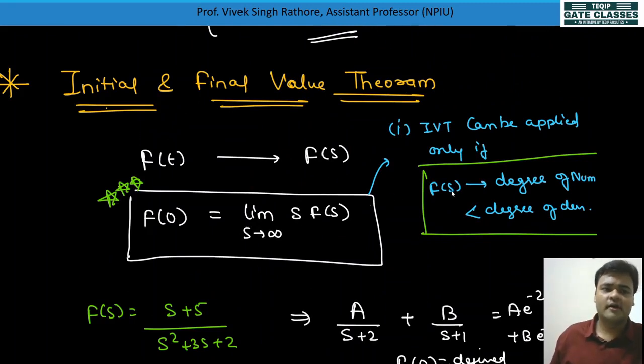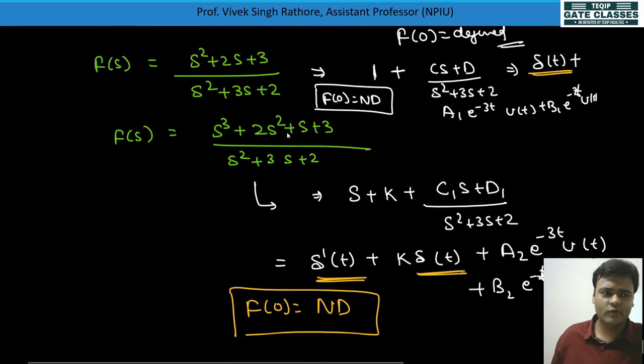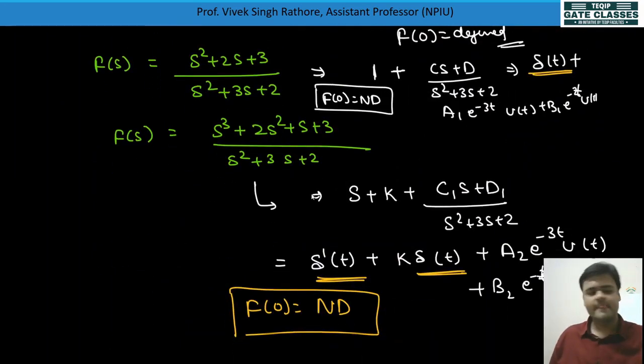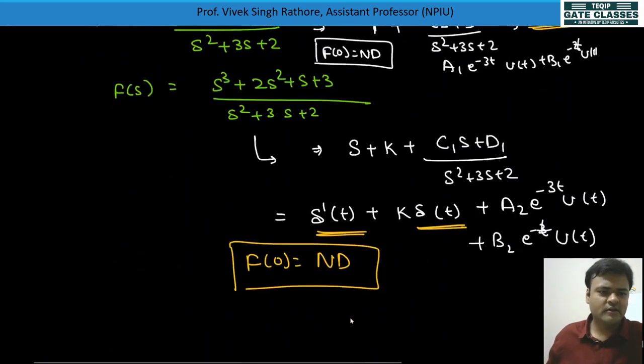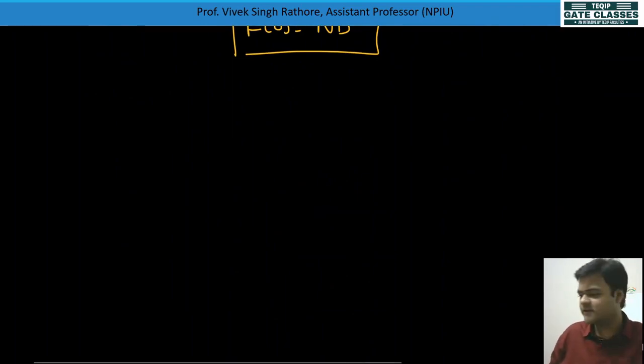The initial value theorem is not applied when the degree of the numerator is greater than or equal to the degree of the denominator. It should be applied for degree of numerator less than degree of denominator. And why it is so, I have told you by 3 examples. Okay, now we'll see the final value theorem. This was the initial value theorem. Now you can understand what the initial value theorem is.